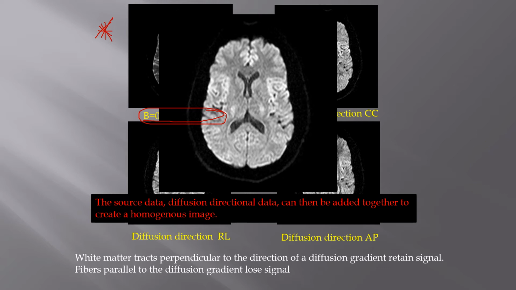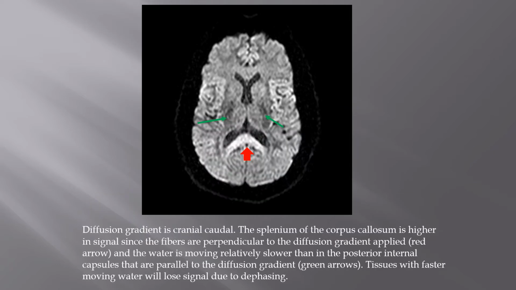And you usually don't see those 3 different directional images. What you see, like in the PACS system, is this image where those 3 are combined. And they're combined because it makes for a much more homogeneous appearing image. It takes away the anisotropic appearance of the image due to the white matter fibers going in different directions.